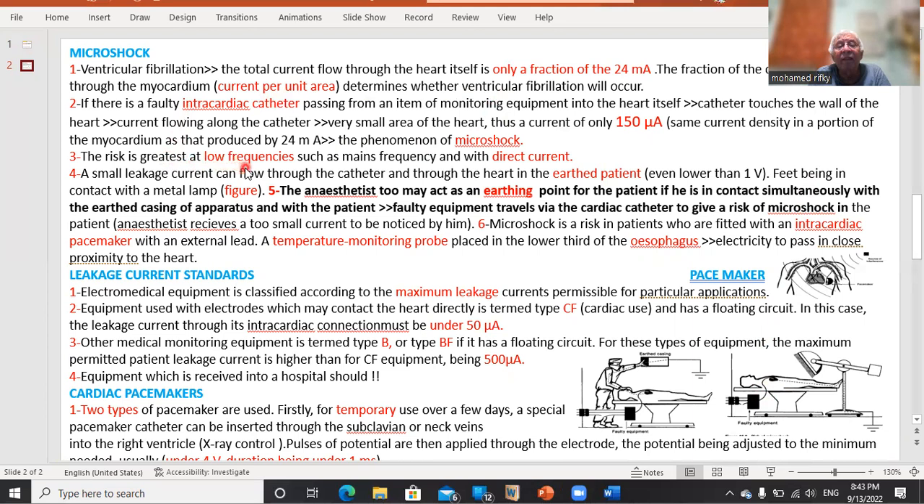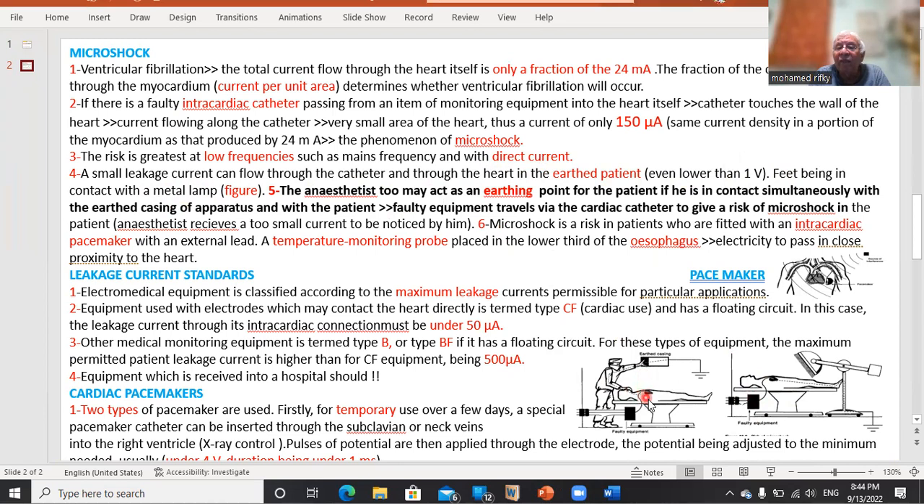Of course, the risk is common with low frequency, and not like the direct current. And as we said before, we have a leakage current. Leakage current is a current which can be released from any electrical equipment having inductors and having capacitors. You know, all these circuits are liable to induce a current.